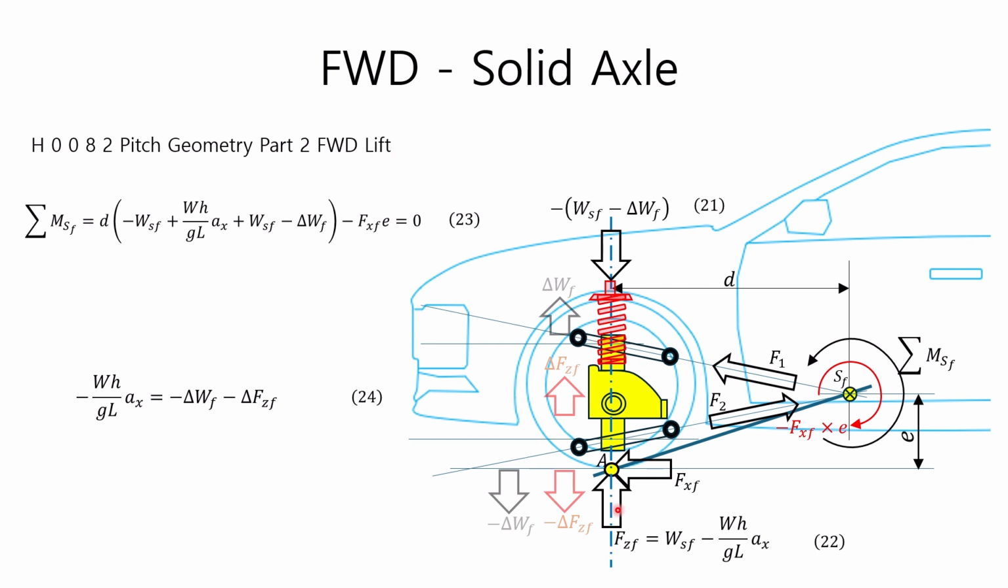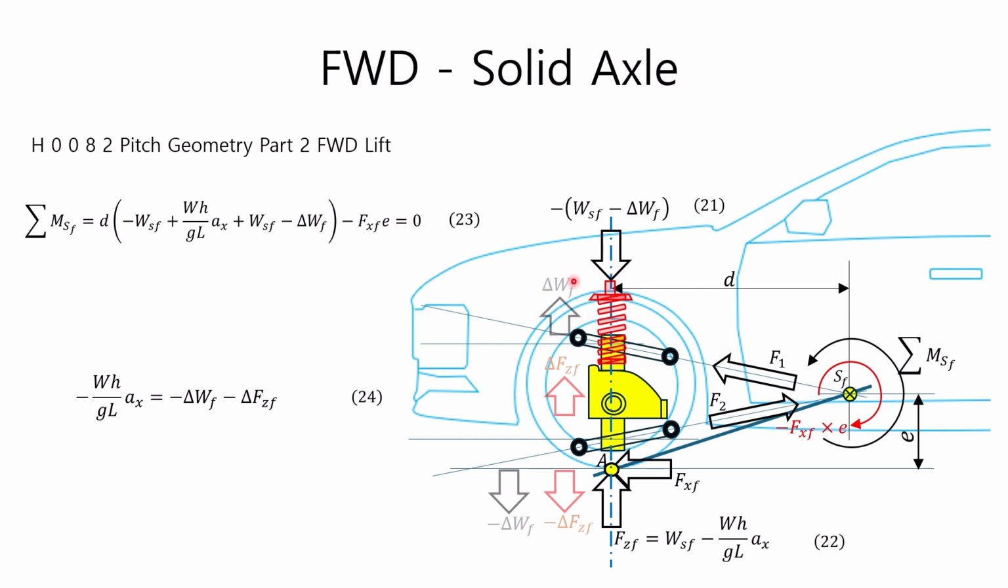Let us review the vertical load. FZF is the road surface reaction force for the total vertical load of the vehicle acting on the front wheels. FZF is the sum of the reaction force for the static vertical load WSF and the dynamic vertical load generated by acceleration AX, and can be expressed as equation 22. Meanwhile, the force acting on the front spring can be expressed as equation 21 using the static vertical load WSF and the dynamic vertical load acting on the spring, delta WF.